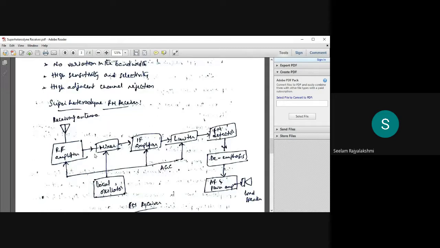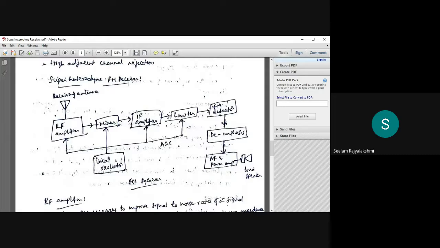Now let us discuss the super heterodyne frequency modulation receiver, the super heterodyne FM receiver. Here also we have different components: receiving antenna, radio frequency amplifier, mixer, intermediate frequency amplifier, limiter, FM detector, de-emphasis, AF and power amplification, loudspeaker, and AGC. This is the local oscillator.